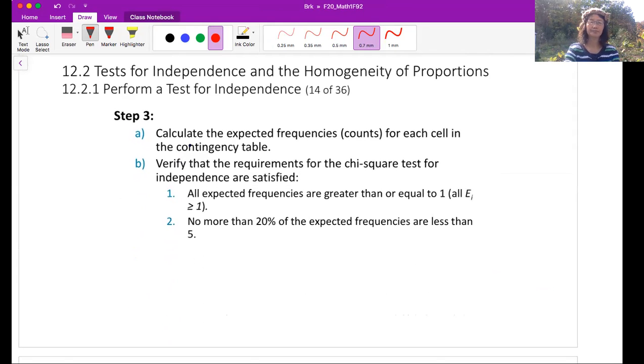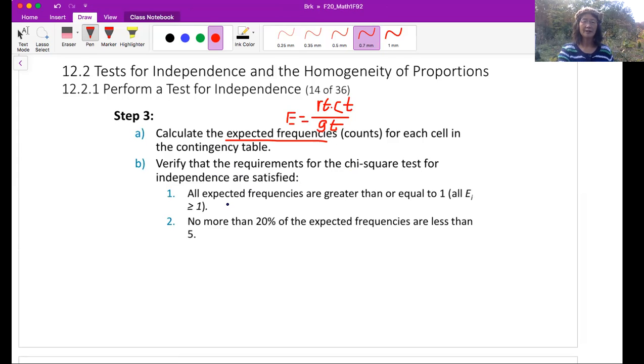Step 3, there are some sub-steps in step 3. We need to calculate the expected frequency or expected value. Remember what is expected value? Row total times column total divided by grand total. That is the expected value. Row total times column total divided by grand total.